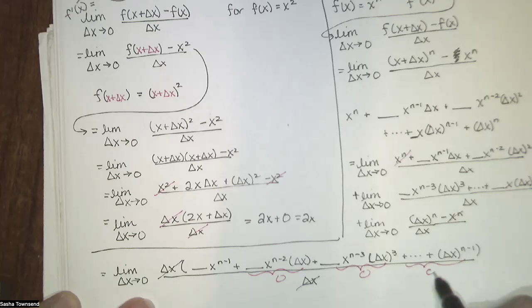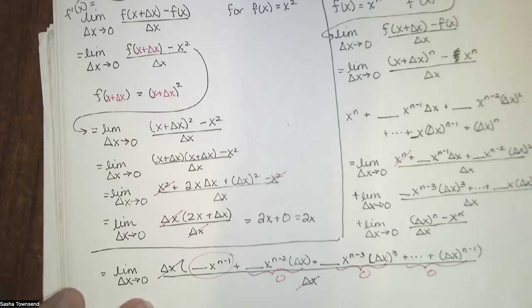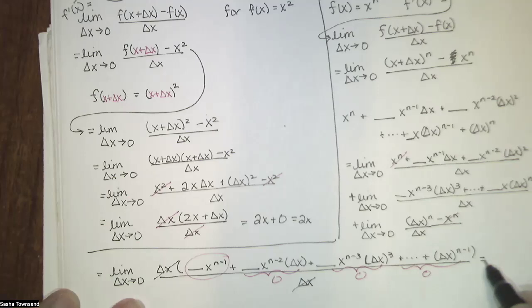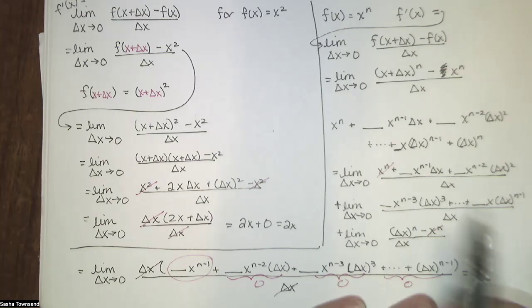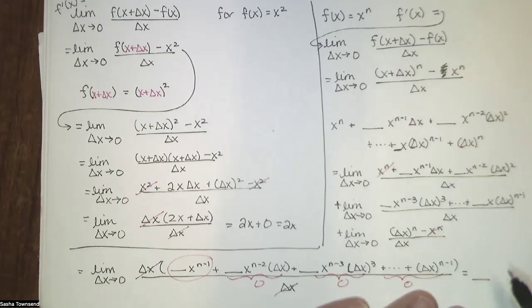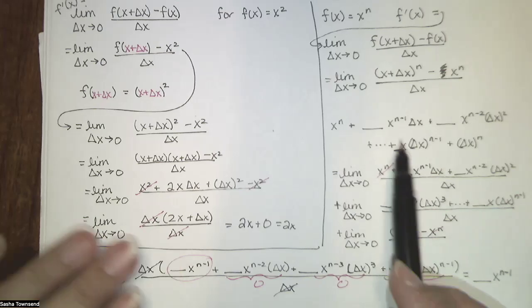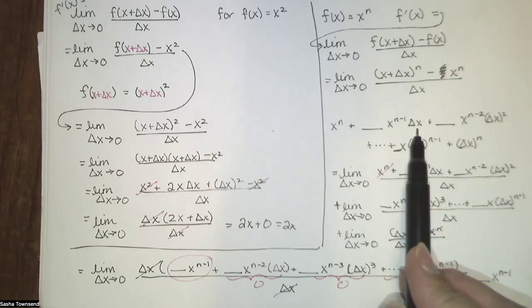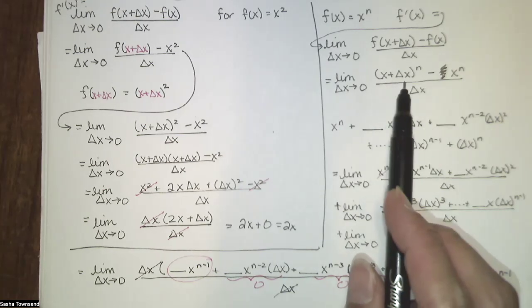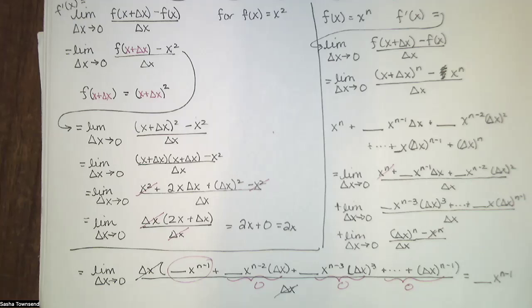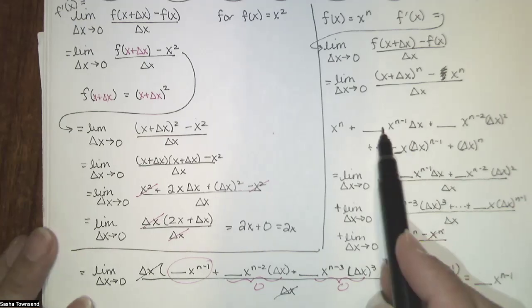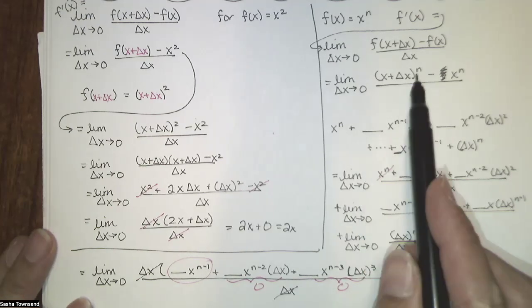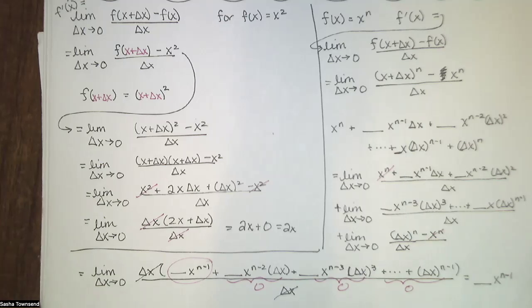All of these terms go to 0, with the exception of this guy right there. So the derivative of x to the n turns out to be that constant that's multiplying x to the n minus 1 in the binomial expansion. So we're focused on this second term in the binomial expansion of x plus delta x raised to the n. Now let's see if we can find a relationship between this coefficient and n just by pattern matching.